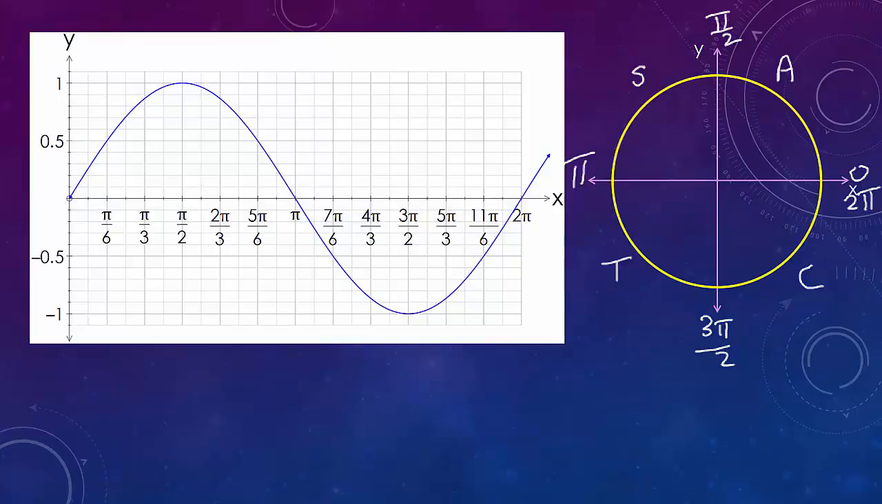There is an app for you to play with that compares the unit circle and the graph of the sine function so that you can see better how all of this works.